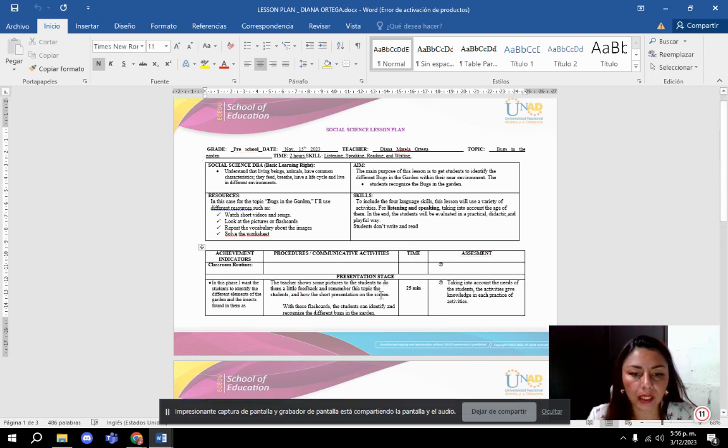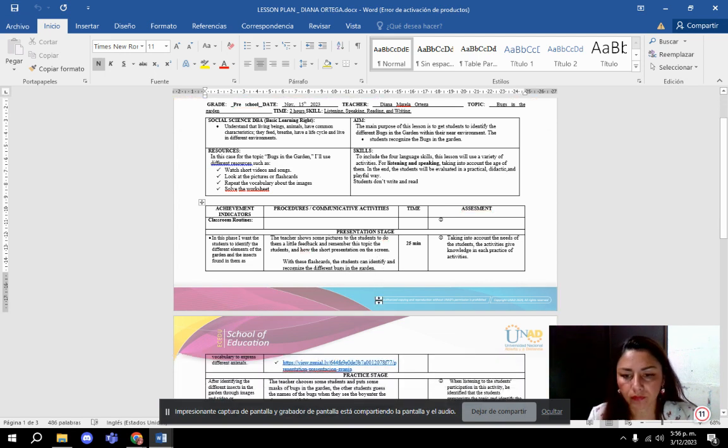In the presentation stage, the teacher, or me, shows some pictures to the students to give them a little feedback and remember this topic. The students watch a short presentation on the screen in the classroom. With these flashcards, the students can identify and recognize the different bugs in the garden.